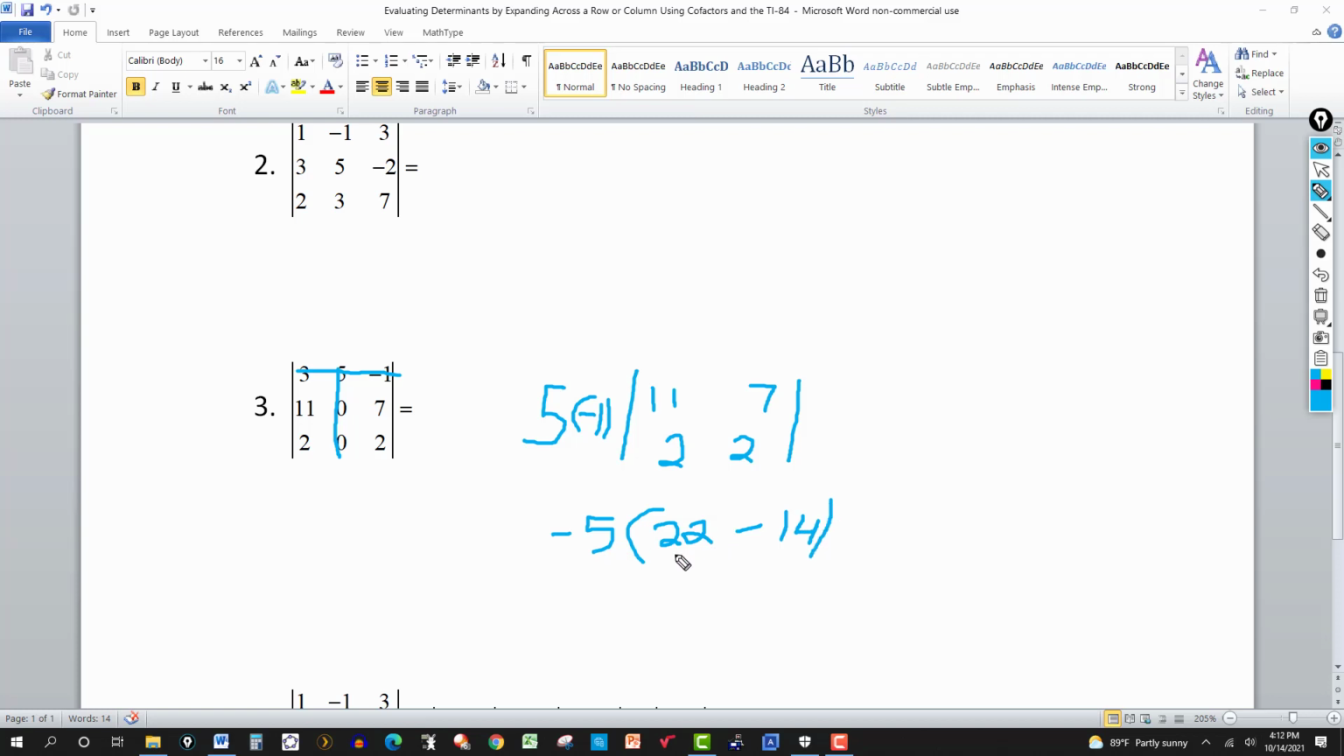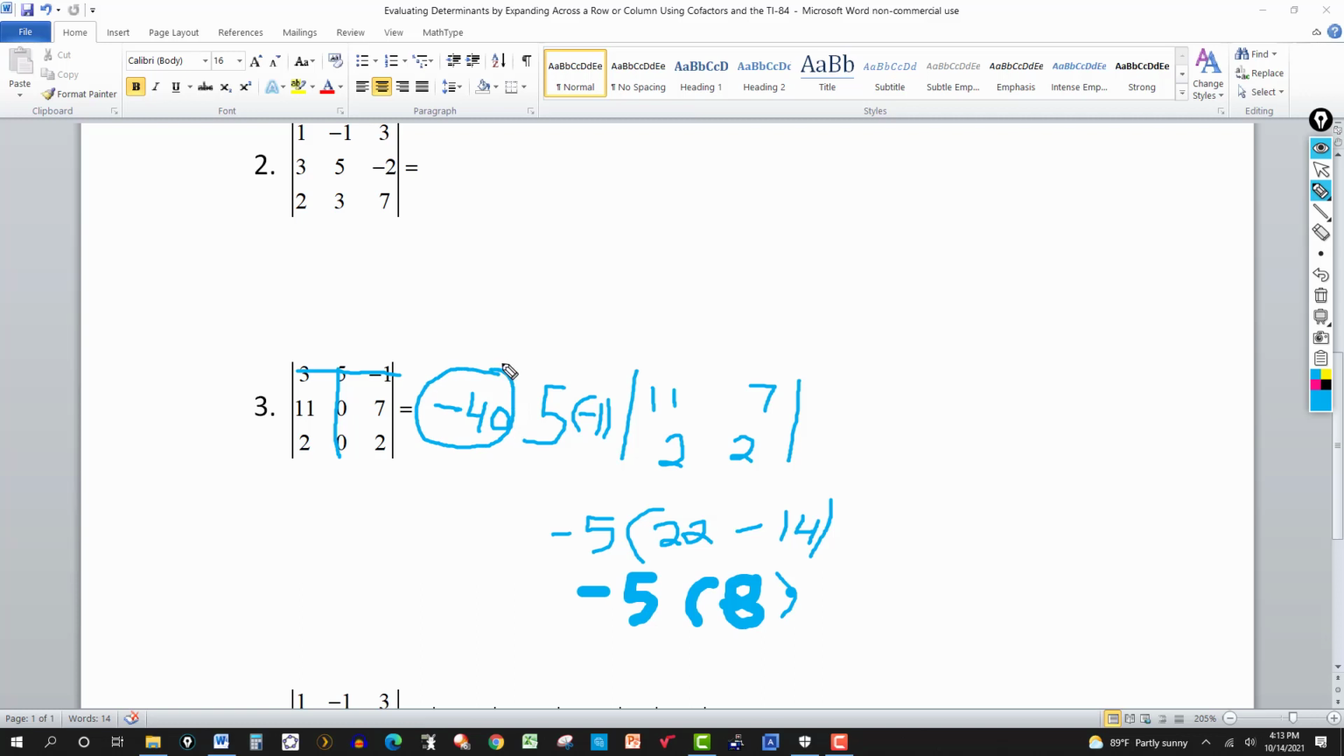So then you just multiply these two products. So we have negative 5 times 22 minus 14, which is 8, I just say here. And then negative 5 times 8 is minus 40. So that's the value that we have.